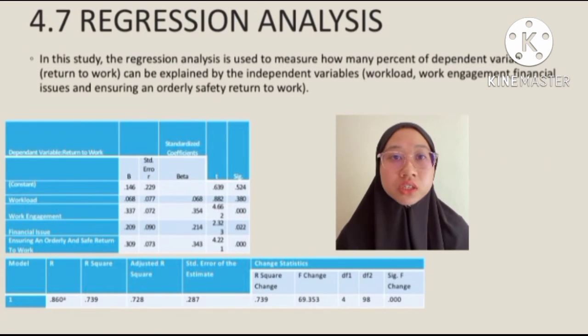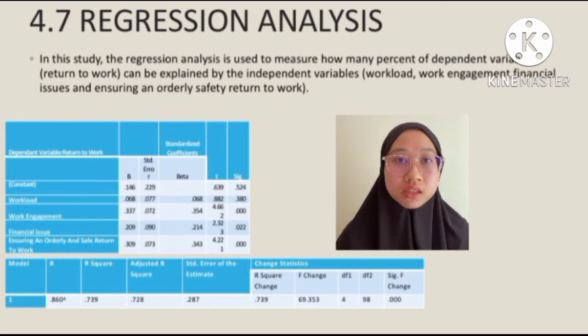Next is regression analysis. In this study, the regression analysis is used to measure how many percent of the dependent variable, which is return to work, can be explained by the independent variables, which are workload, work engagement, financial issues, and ensuring an orderly safety return to work.